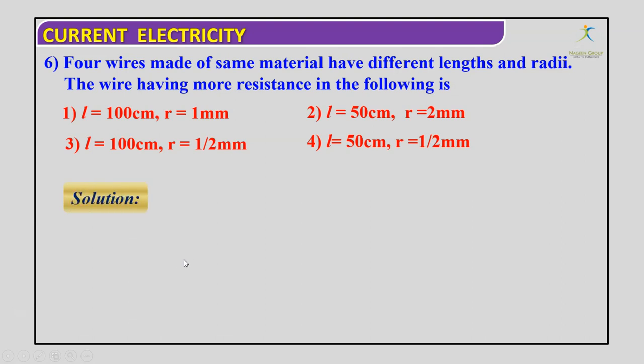Let us move with the solution part. So we know R is directly proportional to L and inversely proportional to r square. That means if we put all these values, we get the result, that is L is equal to 100 centimeter and r is equal to half millimeter.